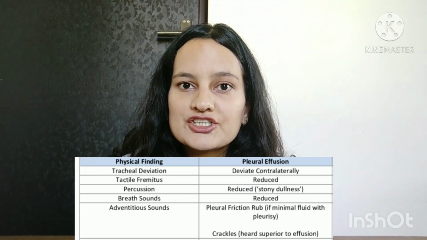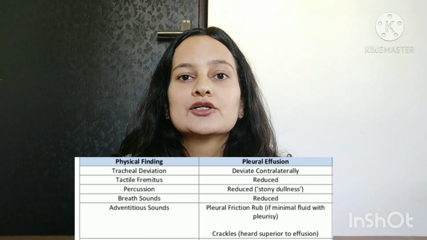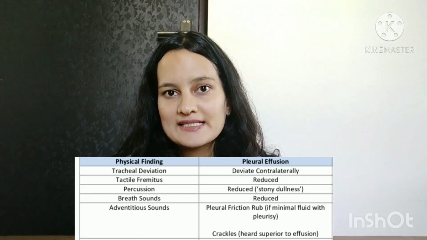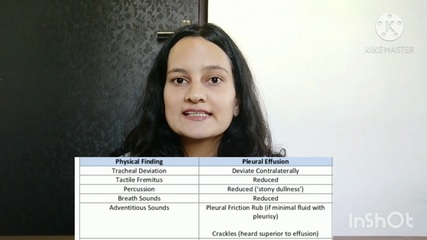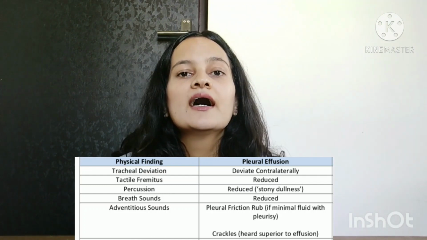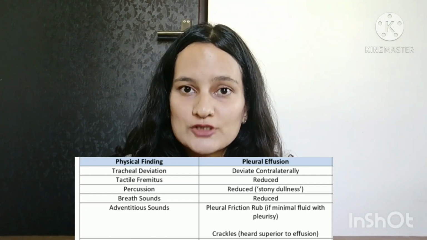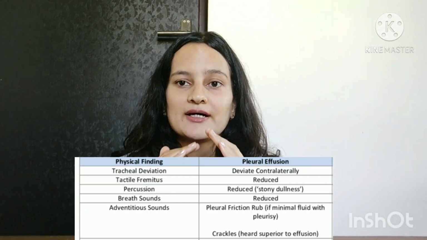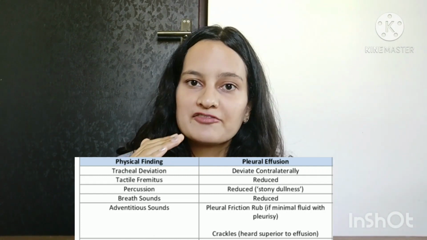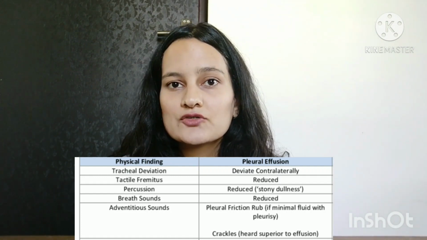On auscultation, you can see that there are absent breath sounds in the base. Again, because the fluid has settled in the base, absent breath sounds, and also decreased vocal resonance. So this is at the base of the lung. Above the effusion, you can hear crackling sounds or bronchial breath sounds. Now you know the symptoms, you know what findings you will get on examination.